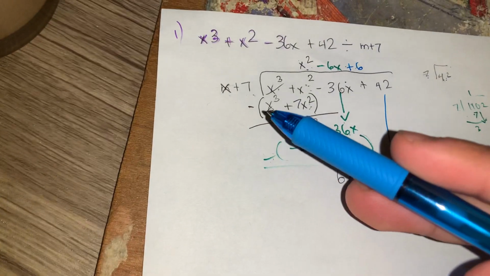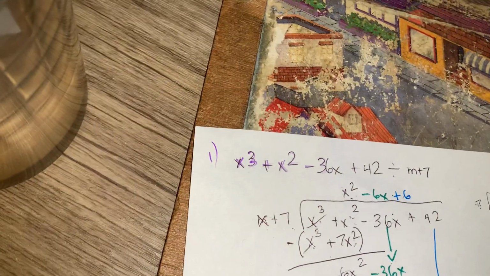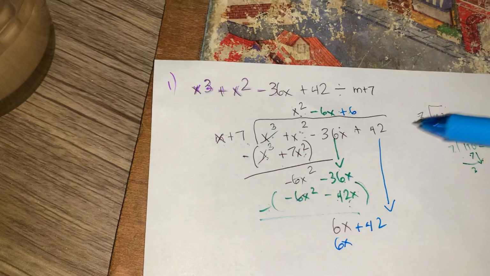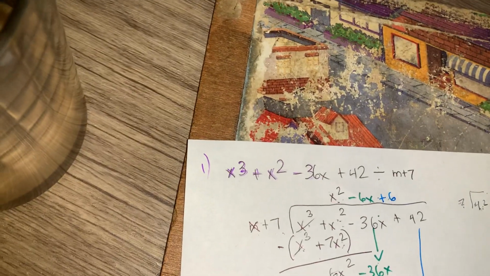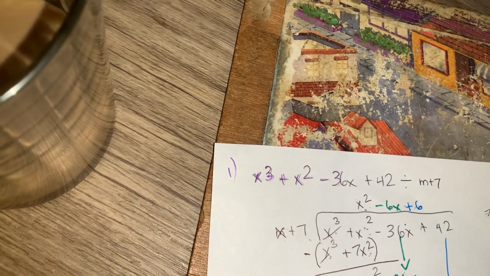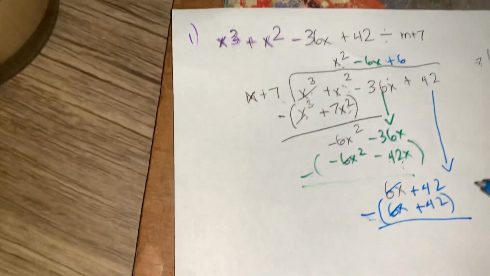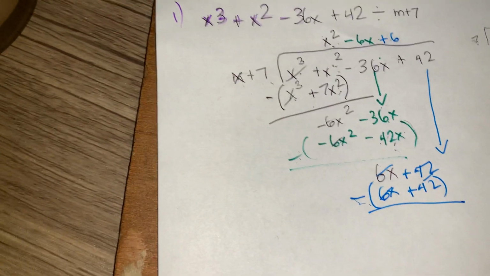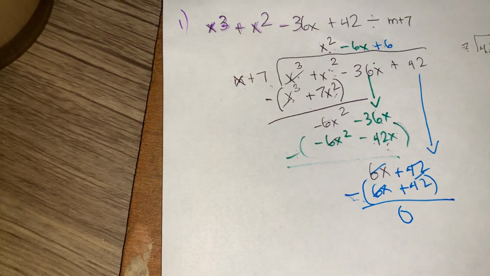So it's going to be 6 times x, that's 6x. And then 6 times 7, that's 42. So it's going to be 6x plus 42. Put the parentheses, minus 6x, minus 42. Both cancel out. There is no remainder in this situation.